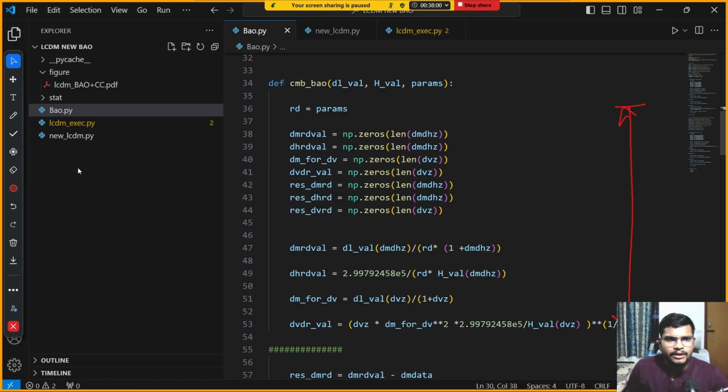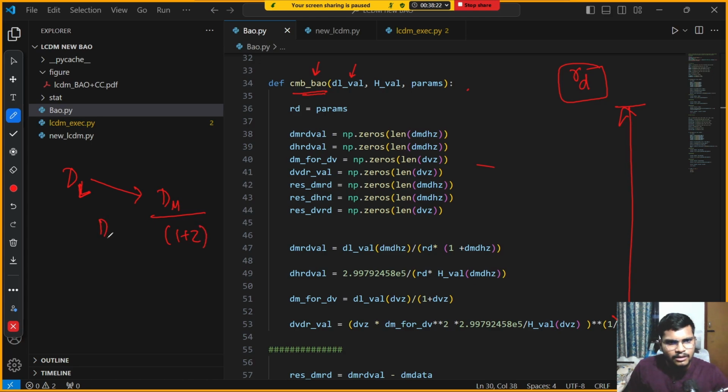So if I come over here, first of all I'm going to make a definition for CMB BAO, SDSS BAO. And there is again a free parameter. I told you that rd is my free parameter. So here I am just importing DL. This depends on your DL solution, because from DL I can easily calculate my DM just by doing DM is equal to DL by 1 plus z. So I have already computed my DL, and I will import the solution of DL over here.